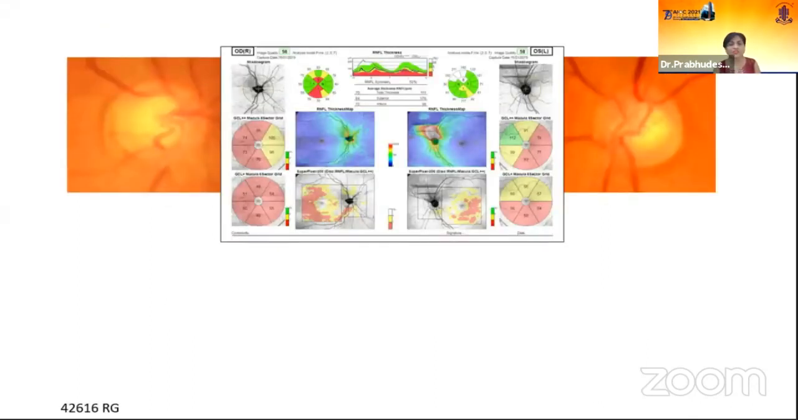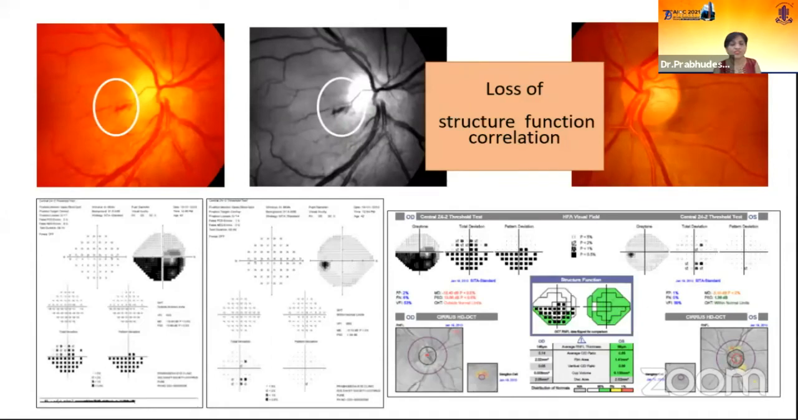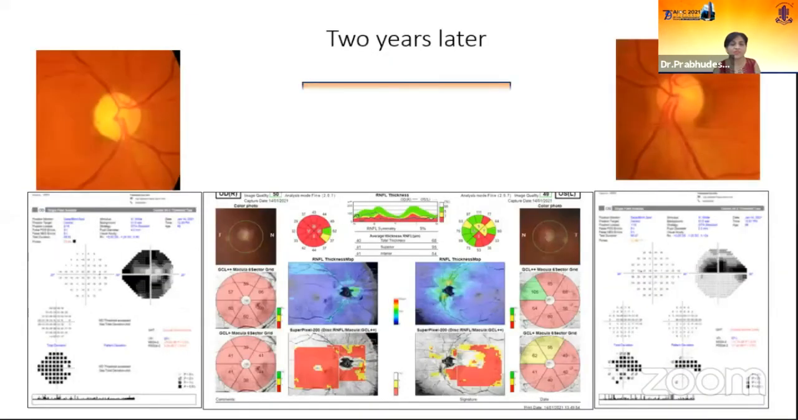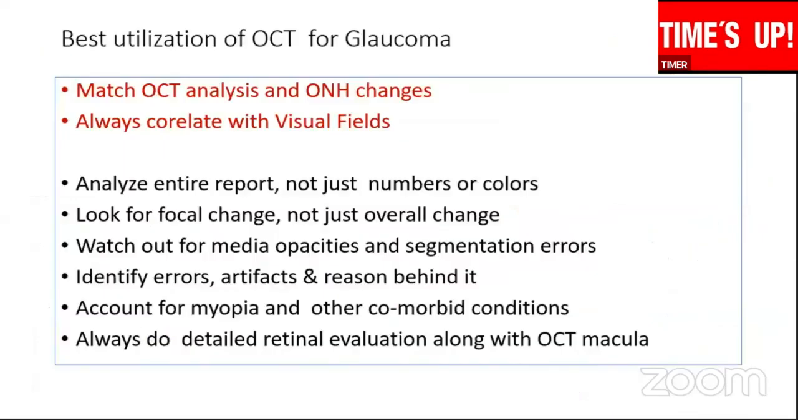Another patient was on multiple drugs for 12 years and he had field defects like this. So this is not a typical glaucoma defect. So we advised MRI and the patient had an old infarct at the posterior tip of the right occipital cortex. So all these things can be diagnosed and managed with the help of OCT. Managing glaucoma is very, very important. And another patient with AION, though it is showing an inferior arterial defect, when the patient came after 2 years, it was not a typical glaucomatous field because we knew the pallor and cupping are not matching. Definitely this was not an NTG or glaucoma diagnosis and we could treat accordingly.